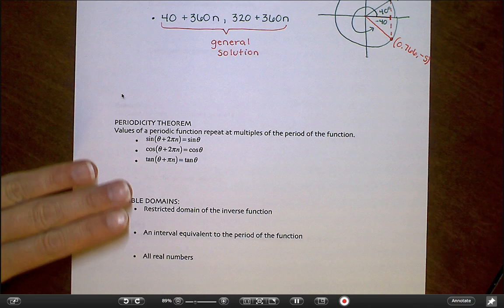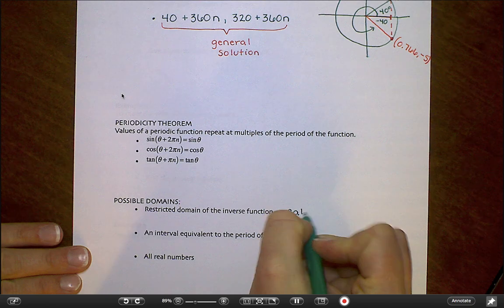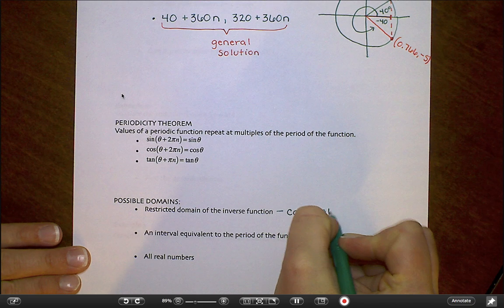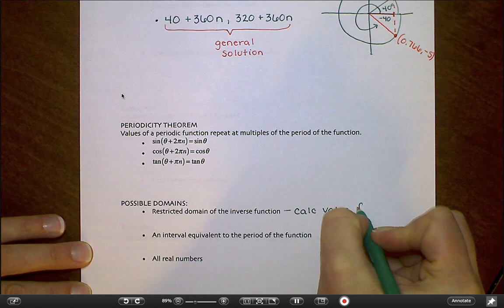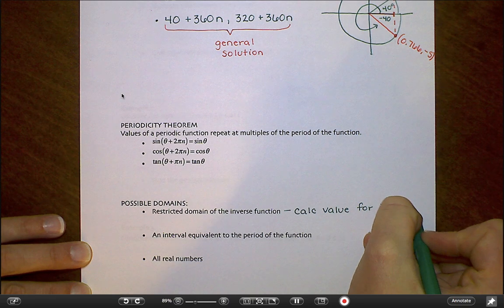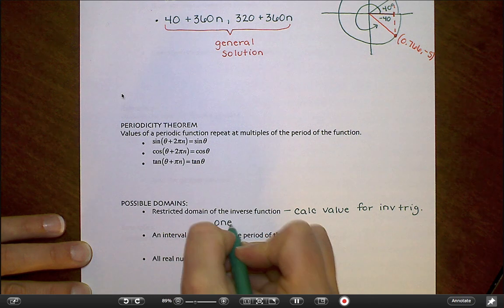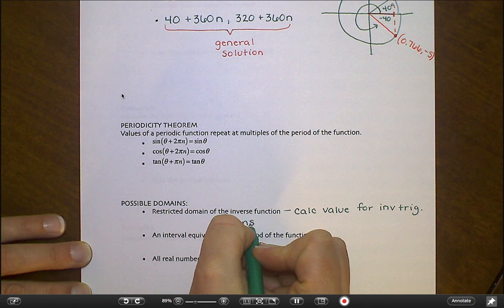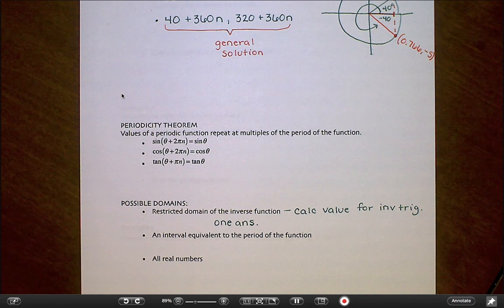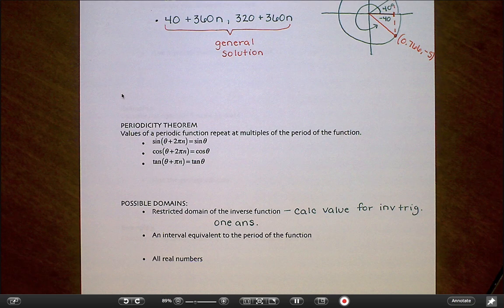Restricted domain of the inverse function. Essentially, this is what your calculator gives you for an inverse trig value. Okay, so that's that. That's one answer. Okay, so that first bullet point we did when we just typed in an inverse cosine, technically that was the restricted domain of the inverse function, meaning what does your calculator say the answer is?